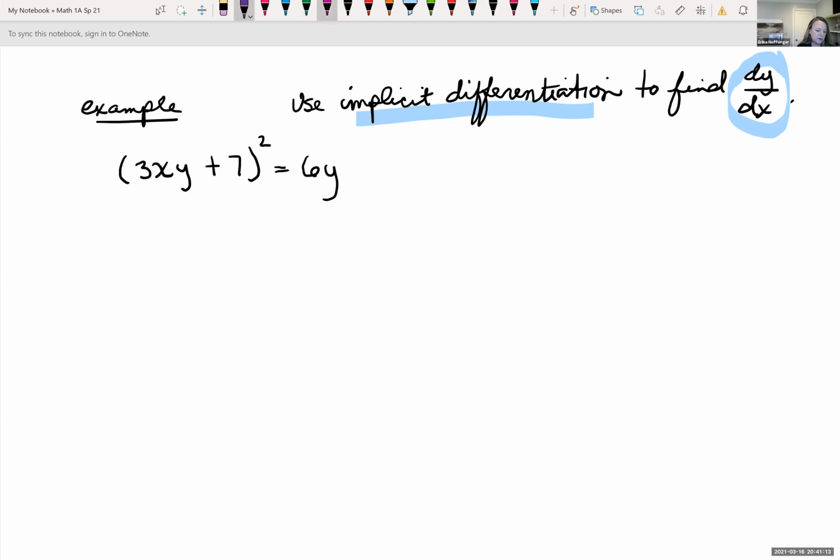So the only thing that we have to worry about when using implicit differentiation is that when we take the derivative of y, remember to tack on the dy/dx after it. Looking at the left-hand side of this equation, I notice that there are multiple rules I'm going to have to use. I have this quantity squared here, so I could either FOIL this out, which I don't want to, or I can use the chain rule. So I'm going to need to use the chain rule.